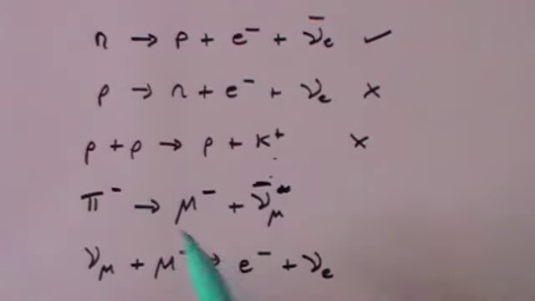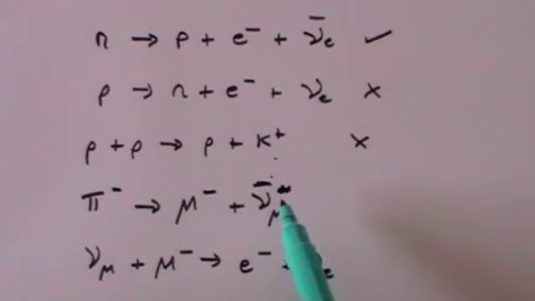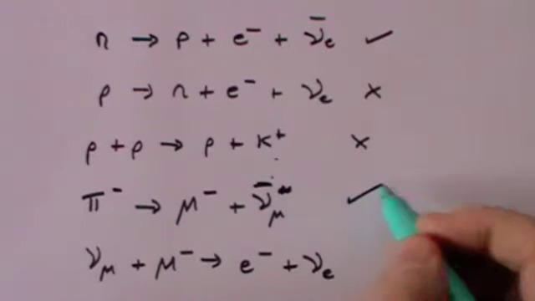Then we have a pion becoming a muon plus an anti-mu neutrino. Well, that's okay because a pion is a meson, but on this side we've got a muon and effectively an anti-mu neutrino. So the mu values are +1 and -1, so that's all right.